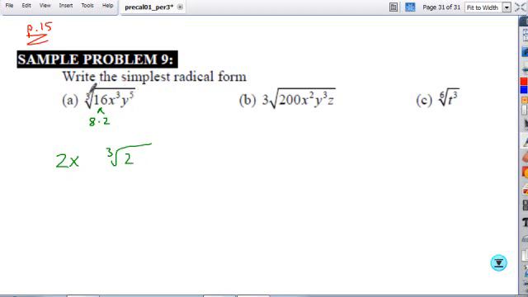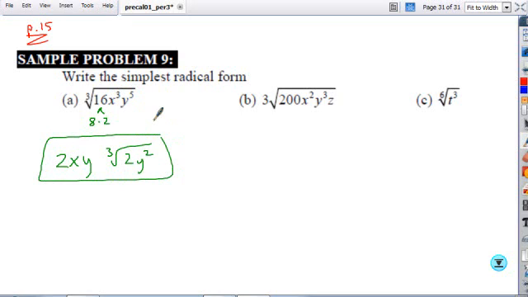Now let's look at the y's. How many groups of 3 can we remove from 5? 1, so that comes out as a y. And when you remove one group of 3, how many y's are going to be left inside there? 2. Okay, and so now when we look at this, do we need to consider absolute values?